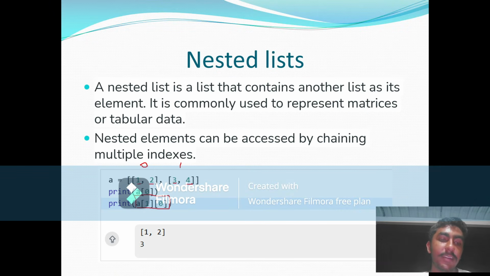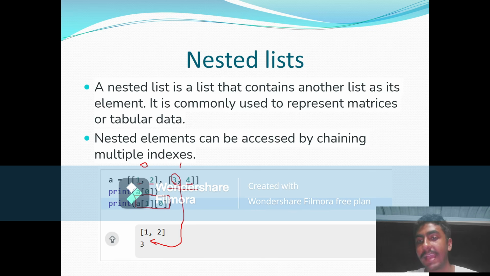So if we want to print list of 1 and 0, this is how you can access the nested list. How is it done? A of first index, which is 3 comma 4, then 0th index. So it returns the 3 value. The output is clearly visible here. I hope you understood this too.